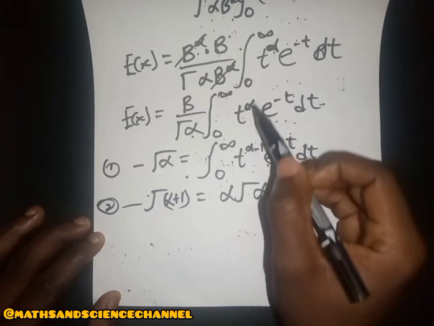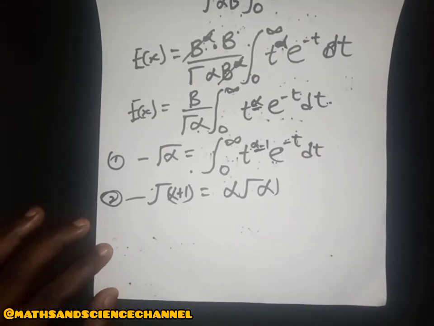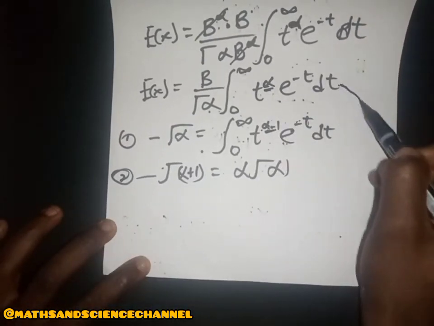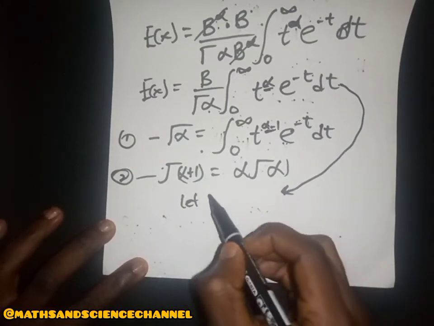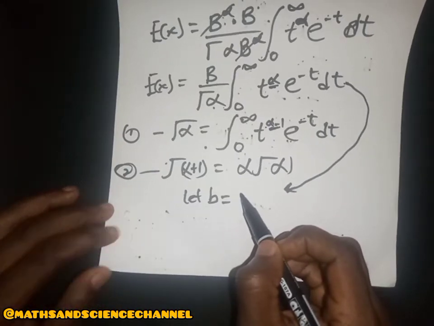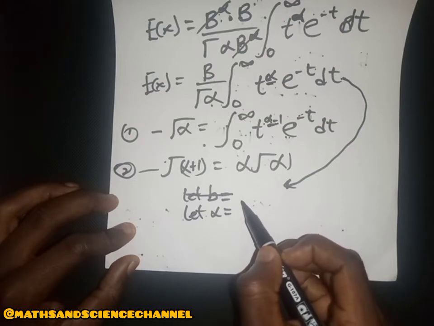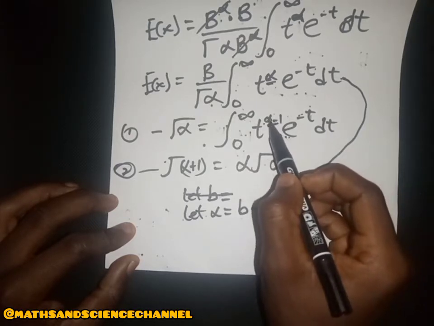So realize that the only difference is that we have alpha here and then we have alpha minus 1. How do we make it look a bit similar? So what I'm going to do is let another variable, let's say b, be equal to... so we can let alpha be equal to some beta minus 1, because I want to make it look similar to that.